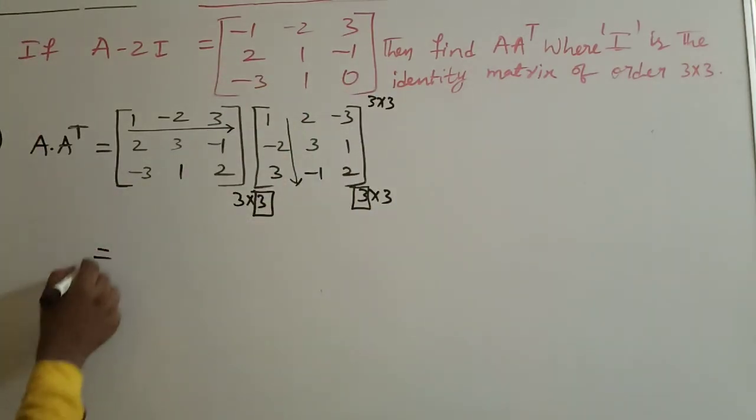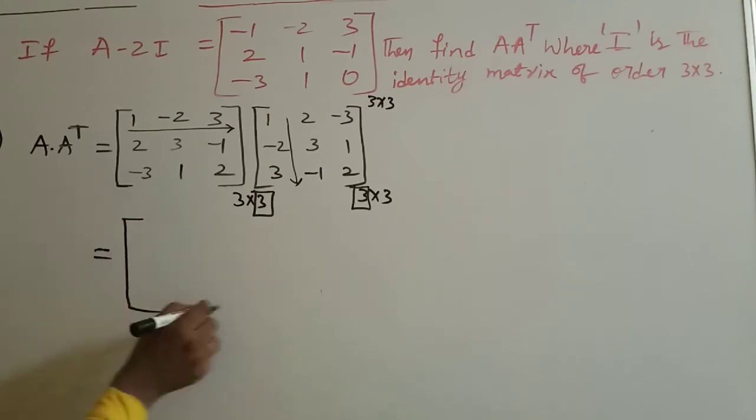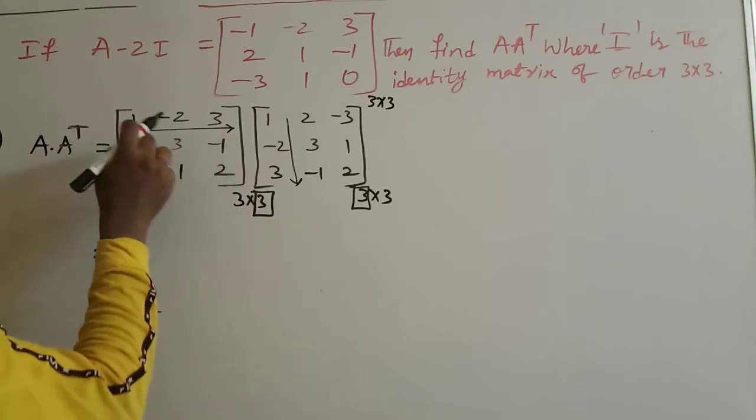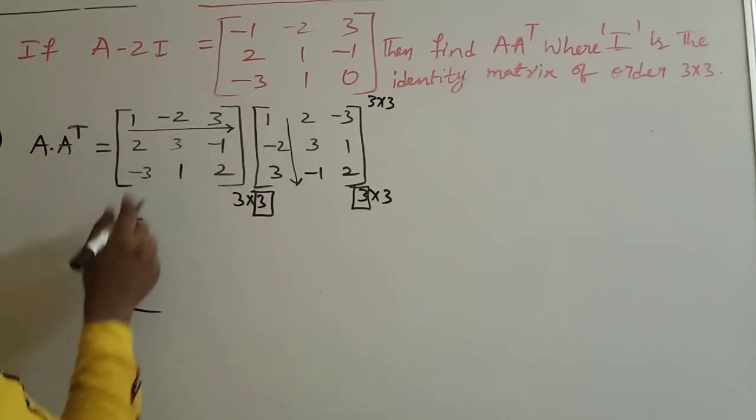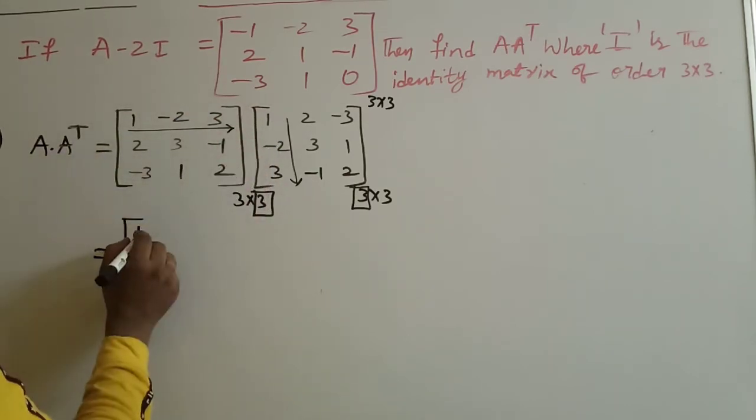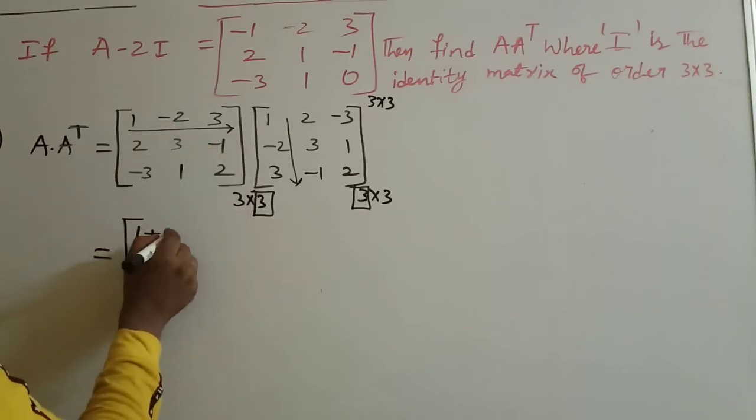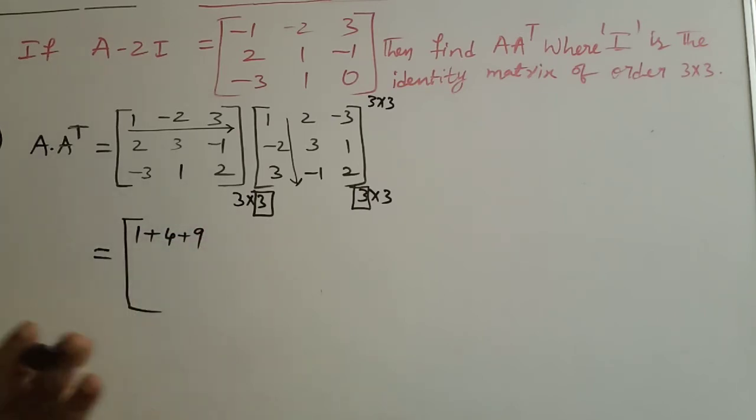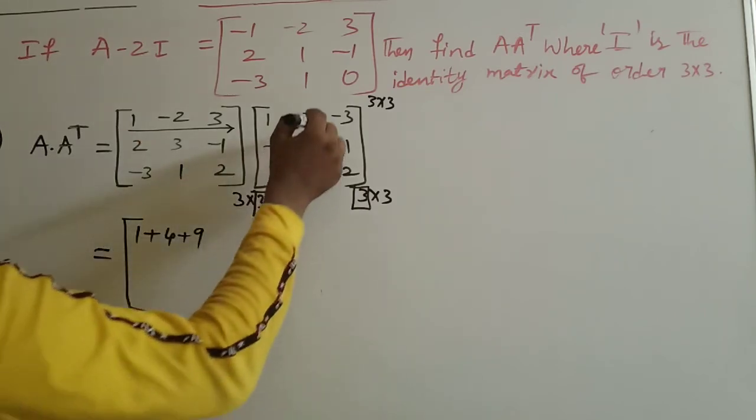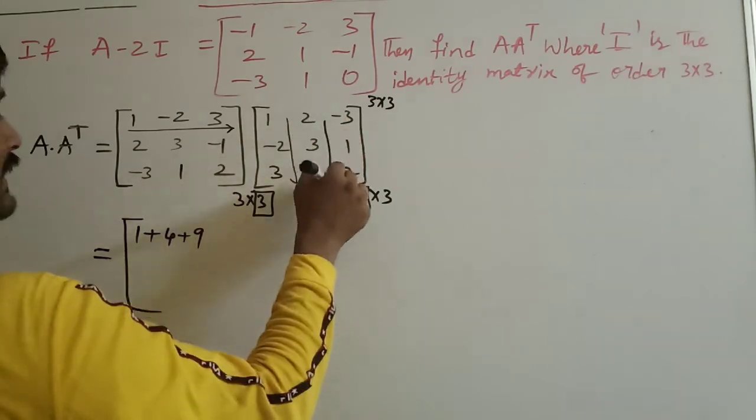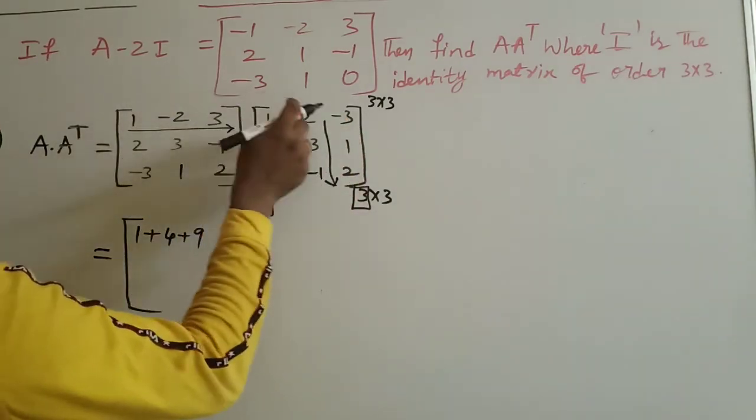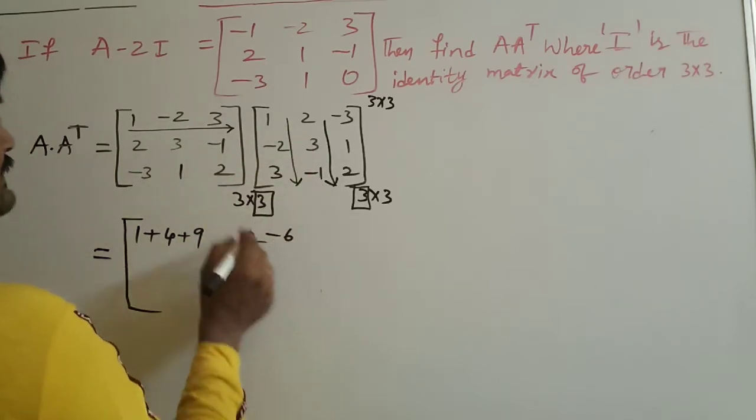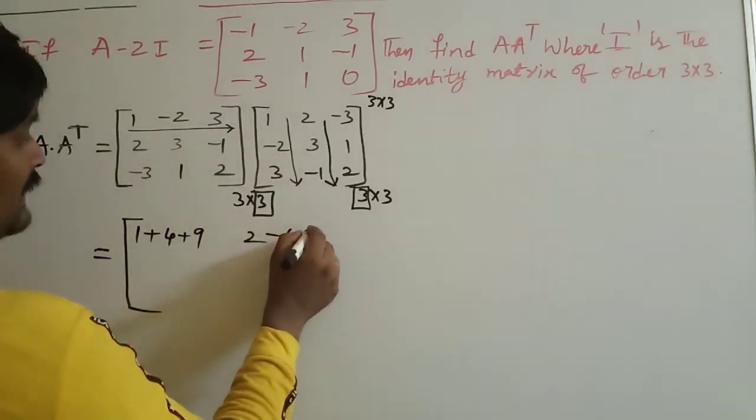Now let me do that so you can understand clearly. 1 into 1 is 1. Minus 2 into minus 2: minus into minus is plus, 2 twos are 4. 3 threes are 9, plus 9. So the first element is completed. Now the second element. For that, what do we need to do? First row and second column. 1 into 2 is 2. Minus 2 into 3 is minus 6. 3 into minus 1 is minus 3.